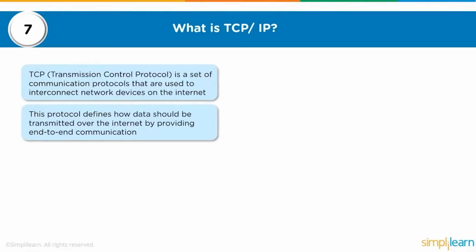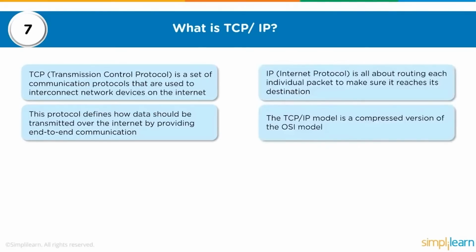TCP/IP is software that, once installed on your machine, will interact with the hardware, which is your network interface cards, and then your switches, wires, cables, and all those, through protocols that have already been pre-configured in it. Within the TCP/IP suite of software, you will have all the protocols and all the functionality of the OSI layers, and each protocol that works on each layer will be predefined and pre-configured to work in a particular manner. The Internet Protocol is all about routing each individual packet to make sure it reaches its destination.